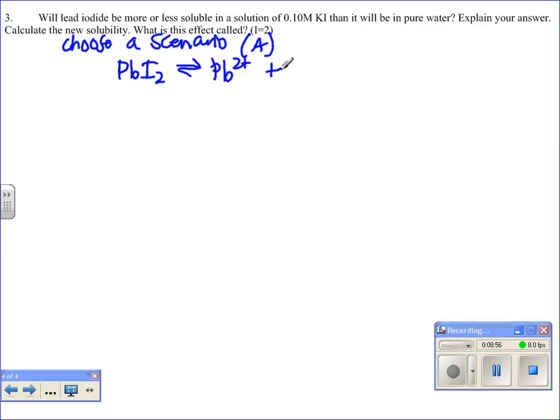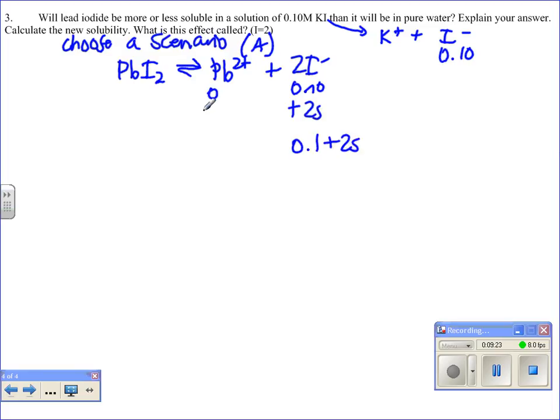Okay, so for Pb2+ and 2I-, this is an example of the common ion effect, because rather than starting with no iodide to begin with, this puts K+ and I- in the solution, puts a concentration of I- of 0.1. So this is going to increase by 2s, so this at equilibrium is 0.1 plus 2s, and this is s.